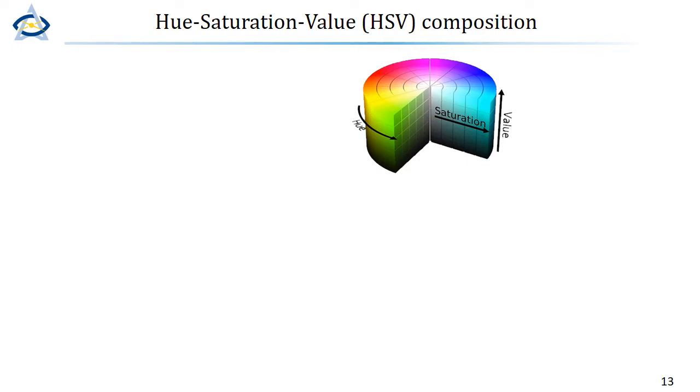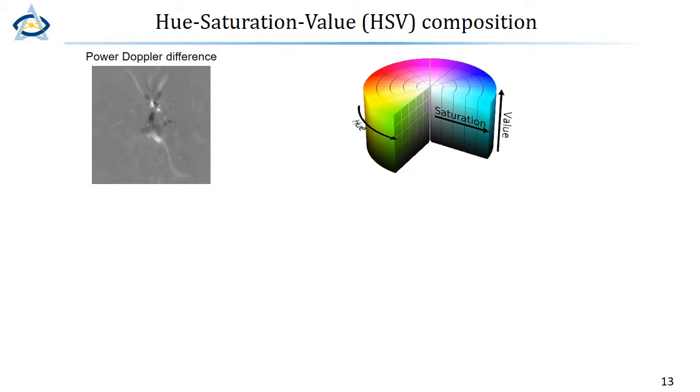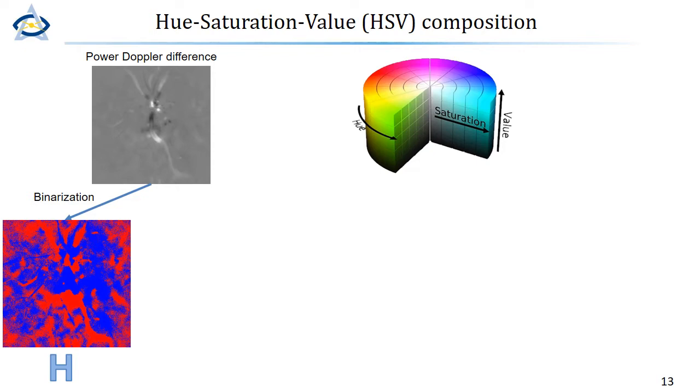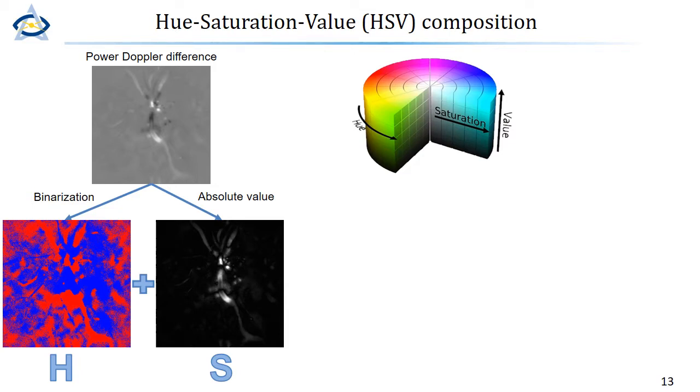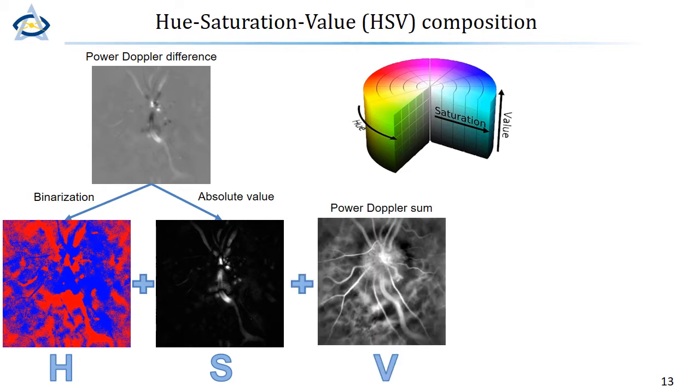So to obtain this red-blue contrast, we designed a Hue-Saturation-Value composition. We take the power Doppler difference, this image, and we binarize it, so where it's positive, it's red, it means that the flow is going upward, and where it's negative, it means that the energy is more on the negative side, and flow is going downwards, and it's blue. We take the absolute value of this image, and we use that for the saturation matrix, and we also use the power Doppler sum as the value matrix.